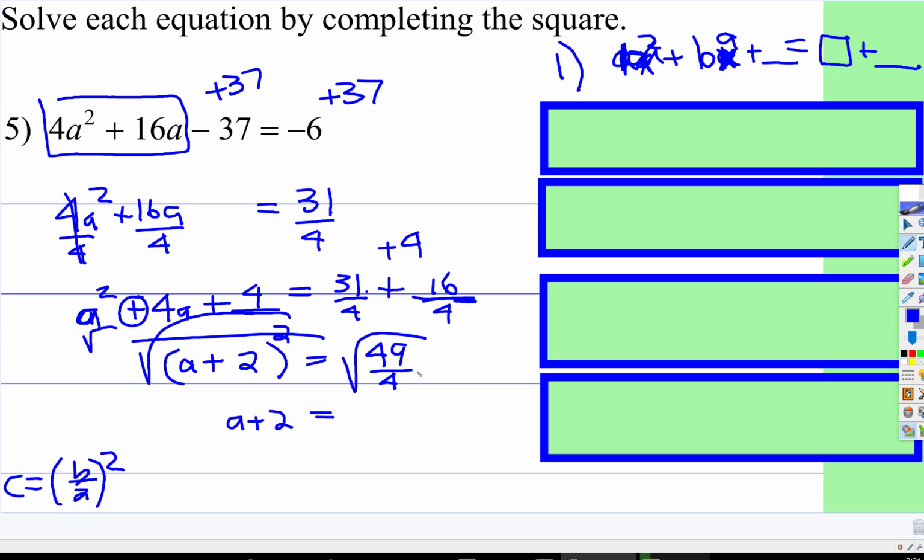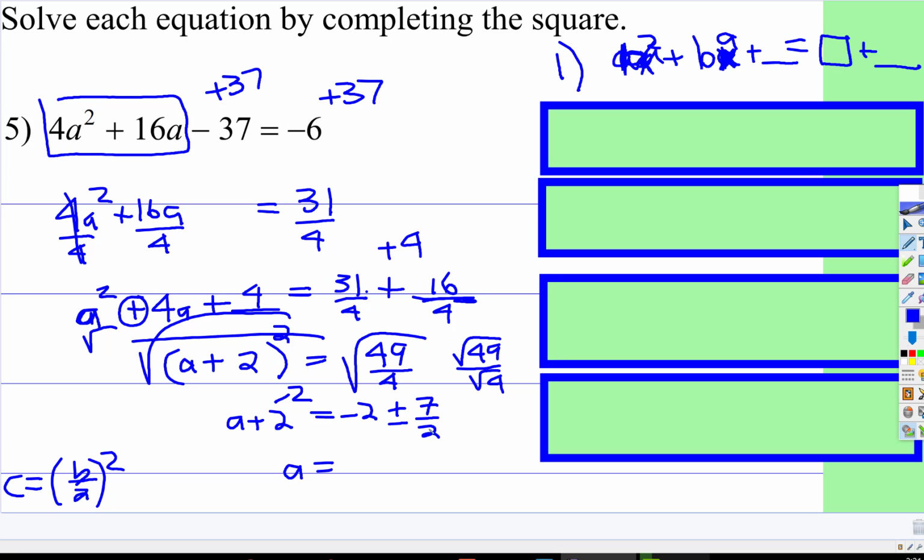Well, the square root of 49 fourths is like saying square root of 49 over the square root of 4. And remember, we have both a positive and negative result. Square root of 49 is 7. The square root of 4 is 2. So we have positive, negative 7 halves. And then we need to get the a by itself. Well, the additive inverse to 2 is negative 2.